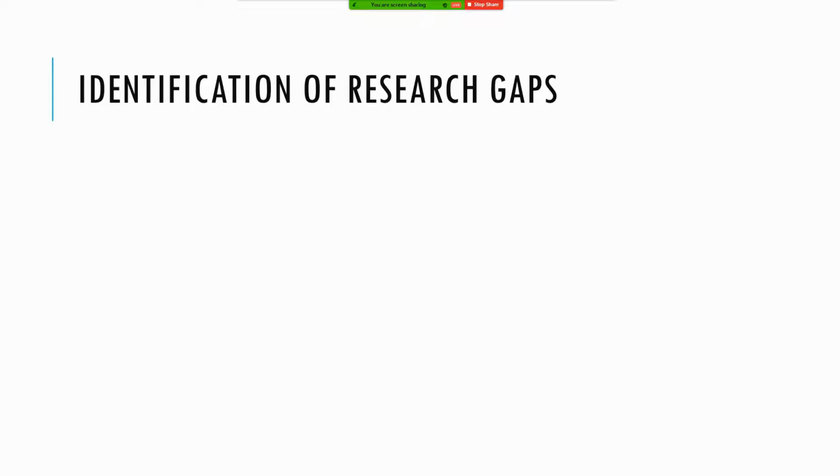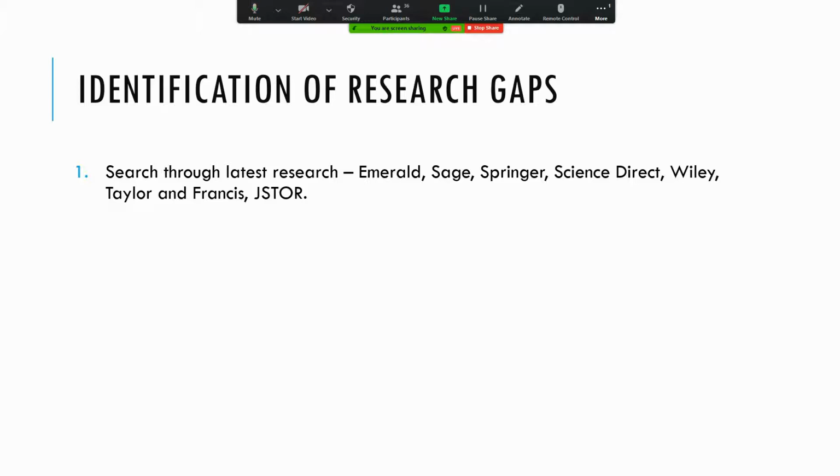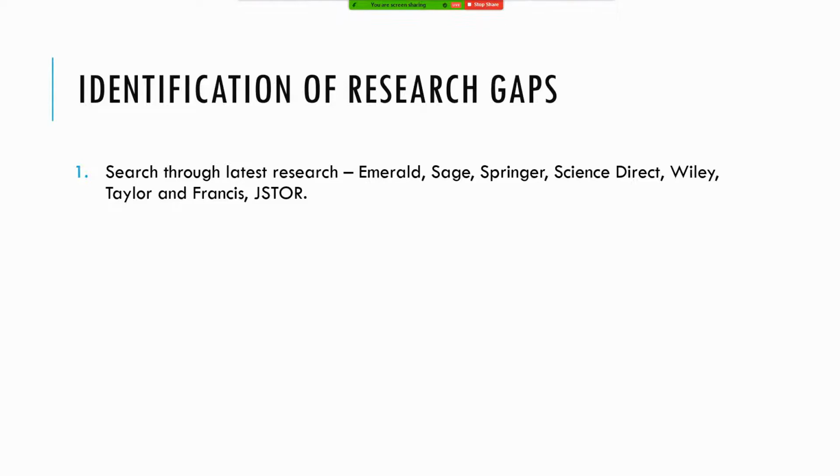How do we go on and identify the research gaps? You search through the latest research in Emerald, Sage, Springer, Science Direct, Wiley, Taylor and Francis, and JSTOR. If you are conducting business research, these are the top-ranked databases with peer-reviewed journals. You identify the explicit gaps. For starters, if you have recently started research, this is a good point to start.